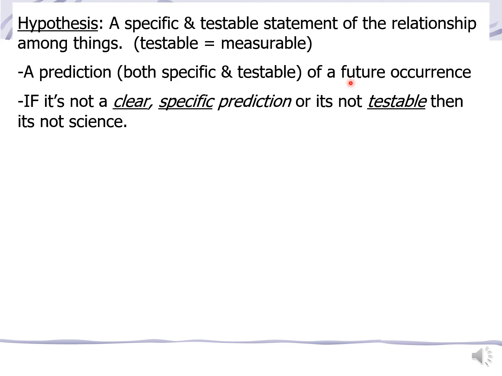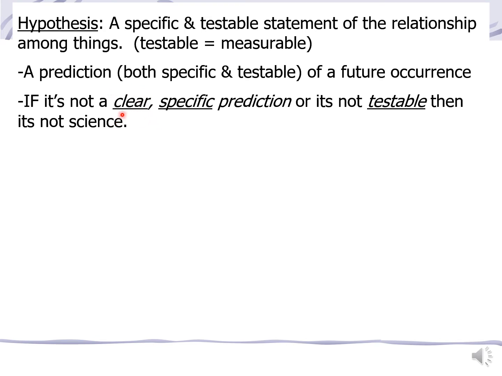So usually for designing experiments, you want to be able to set up a system where you make a hypothesis for something that's going to happen in the future. That's measurable and testable and specific, that will occur when something is changed and messed with a little bit. Remember, if it's not clear or specific with your prediction, or if it's not testable, it's not science by definition.